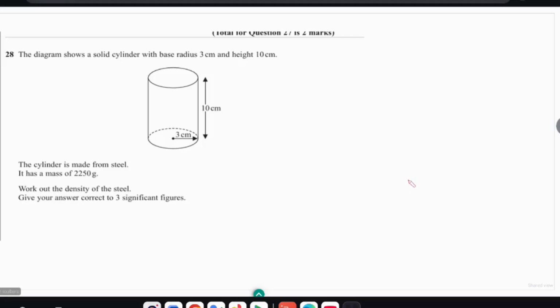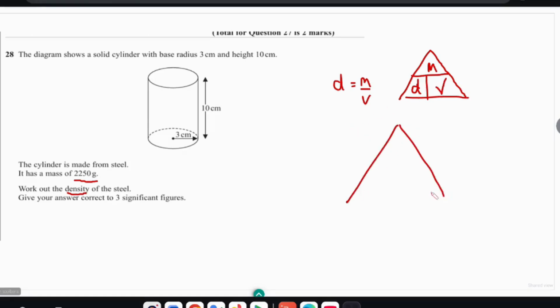Question 28. Diagram shows a solid cylinder with base radius 3 and height 10. Cylinder is made from steel. The mass is 2,250 grams. Work out the density of the steel. Give your answer to 3 significant figures. So density equals mass over volume. You might use this triangle, TMV. We know the mass. We're working out the density.